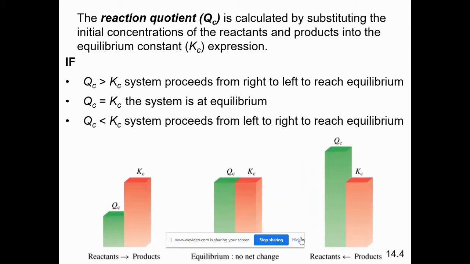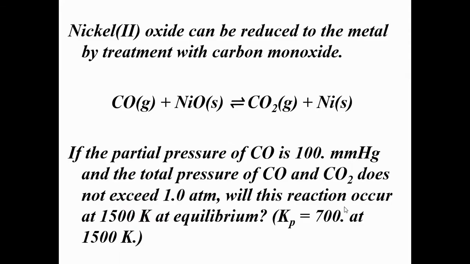Okay, so this kind of shows you what I mean. If Q is less than K, the reaction is in the reactant side and it needs to go towards the product side to reach equilibrium. If they're equal, that means nothing has to happen. And if Q is greater than K, that means it has to push towards the reactant side to go back to equilibrium. Okay, so we're going to do an example.